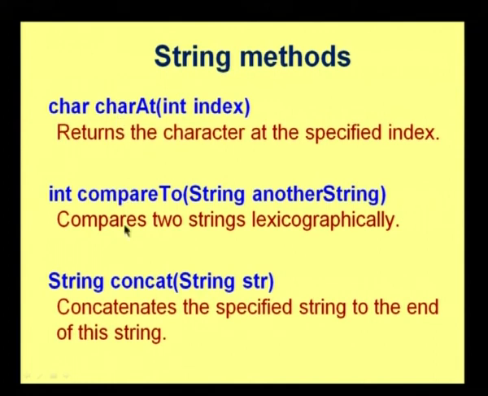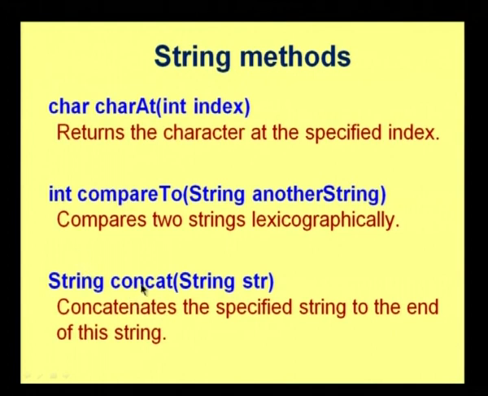Here we will look into a few methods of the string. charAt means that for a particular string, the character at that particular index will be returned. Here I am trying to compare one string with another string and it gives an integer as a return. For example, I have str1 and I call str1.compare to another string. Based on the comparison, an integer value will be given as a result.